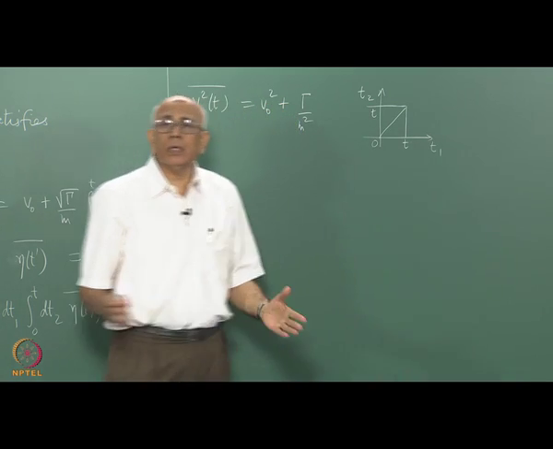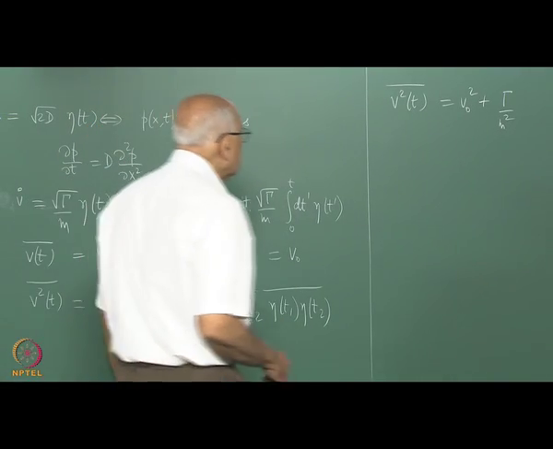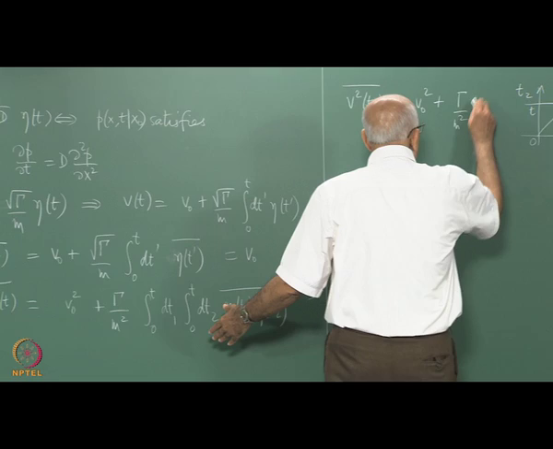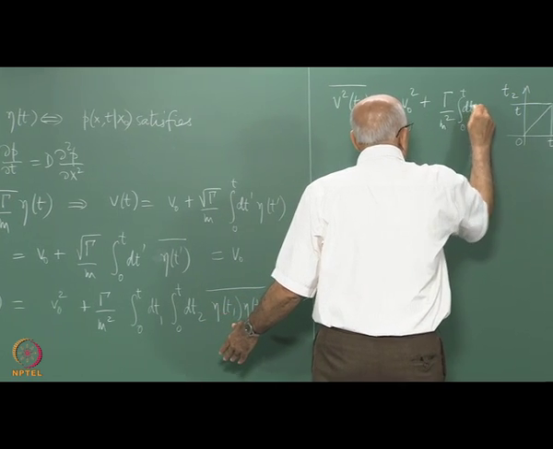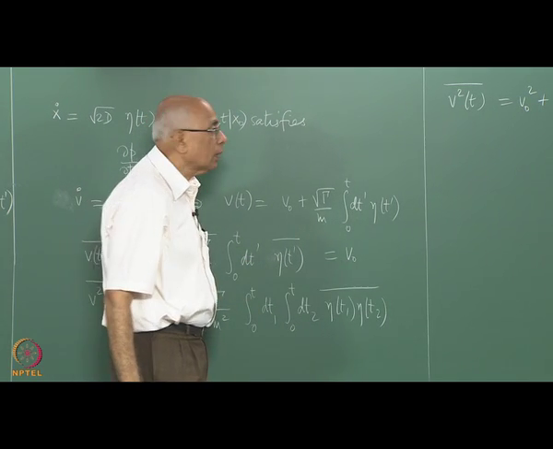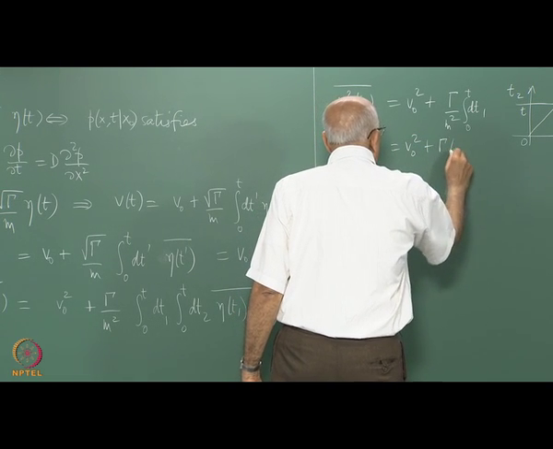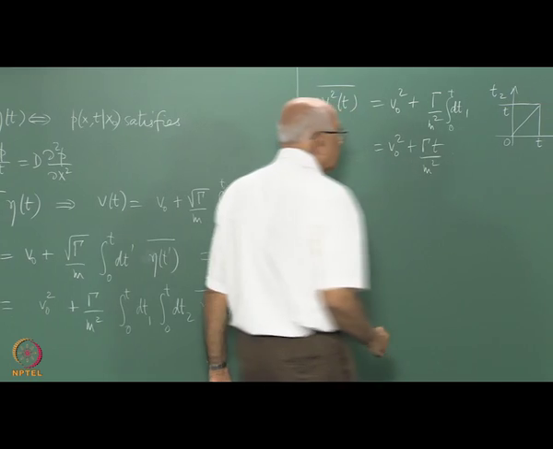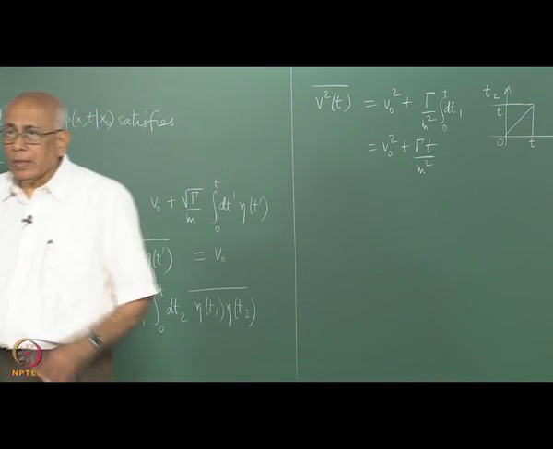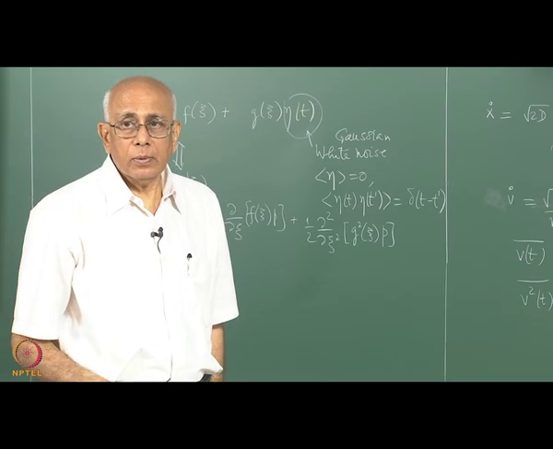So I can therefore remove the t2 integral and, wherever t2 appears, replace it with t1, okay, and that gives you the integral from 0 to t of dt1, and the t2 integration is gone, which therefore gives v naught squared plus gamma t over m squared. So it gives us this rather unphysical result, which says that the average value of the square of the velocity increases without bound as t increases, okay.